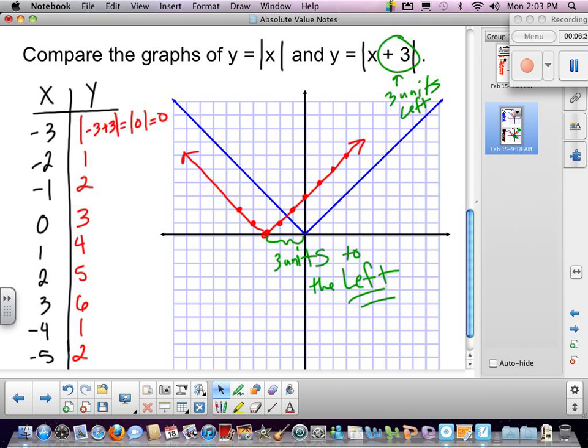Okay. So make sure that you realize whether or not it's plus or minus. Realize whether or not it's inside or outside the absolute value, because that does impact how your graph will shift. All right. So hopefully that'll help on graphing absolute value equations.